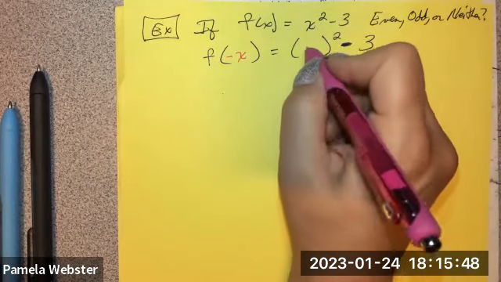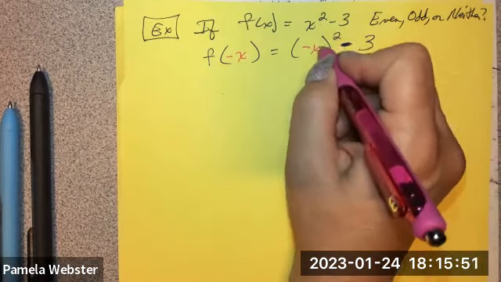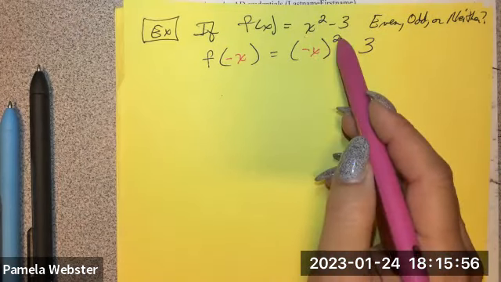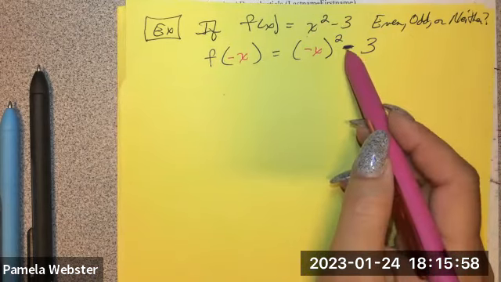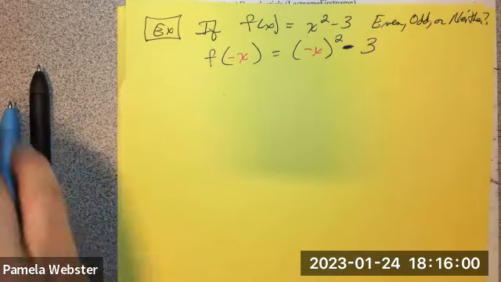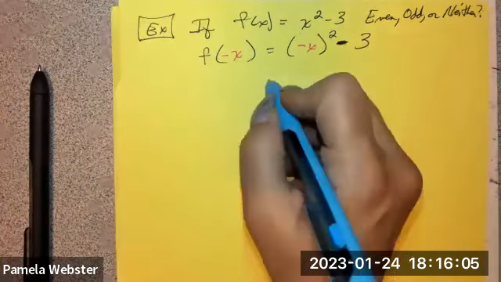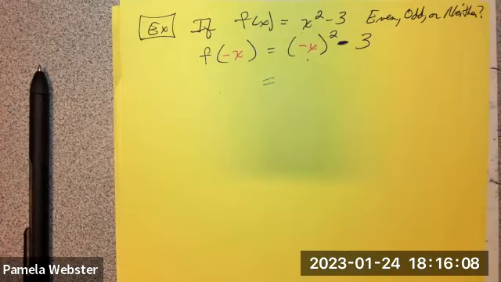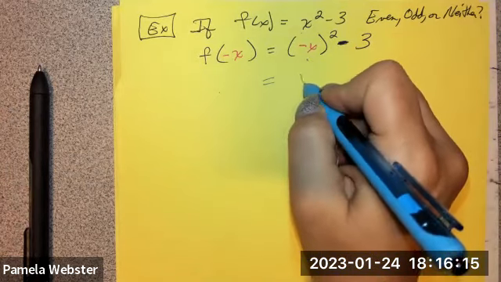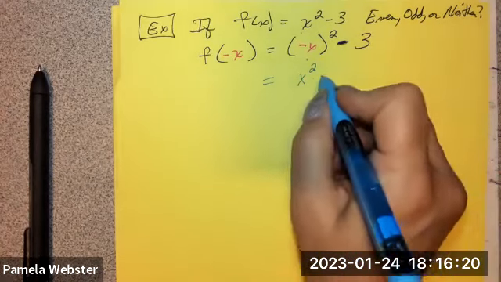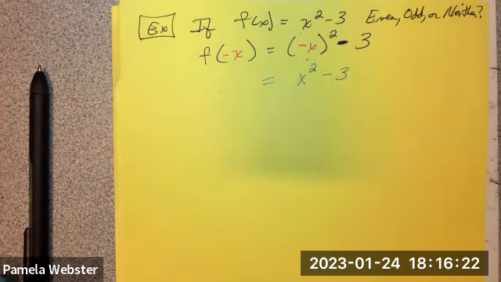That means plugging in a negative x here and squaring it, because the whole x is being squared. So this whole negative x is going to be squared. And then the minus 3 doesn't have an x value with it, so I'm just going to leave it alone and see what I get. So what happens when I take a negative times a negative? A negative times a negative is a positive. So this becomes a positive x squared. And then what about here? It's just minus 3, because nothing happened. I didn't plug anything in.